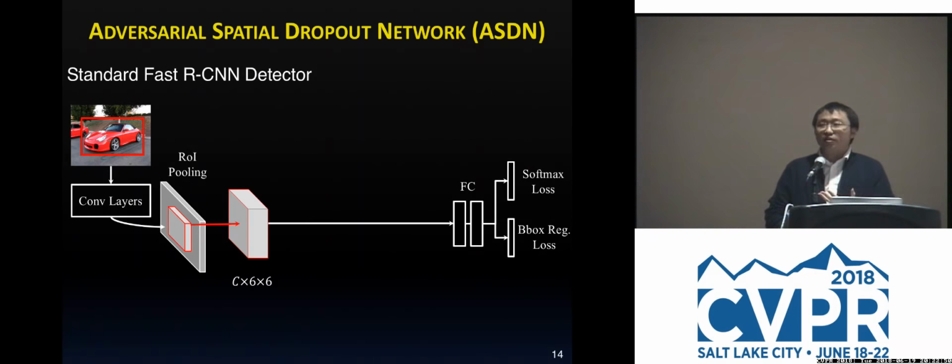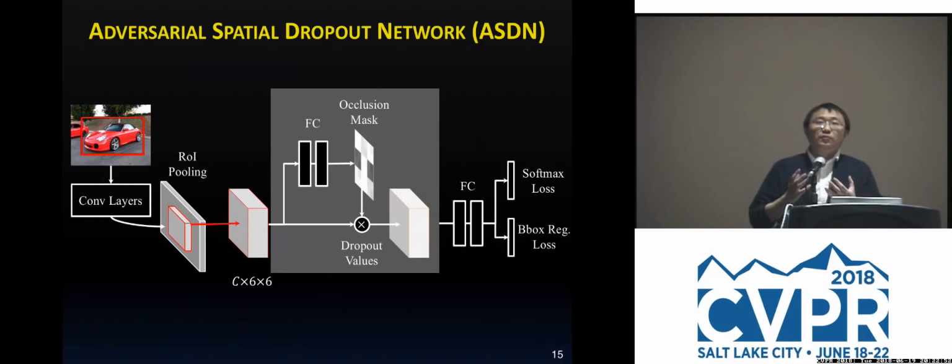So what we do here is add something in the middle. We add this adversarial spatial dropout network. The extracted features are forwarded to a small network, and this network generates a mask. This mask tells you in which spatial locations to drop out the features to make the features hard to recognize by the following classifiers.